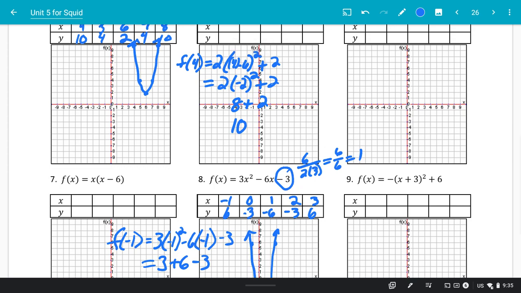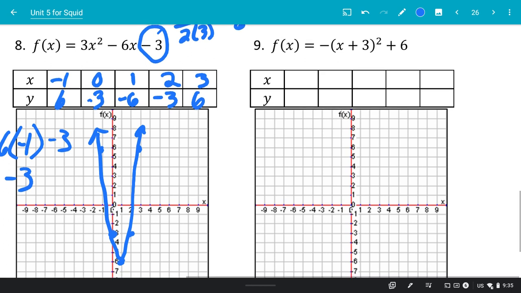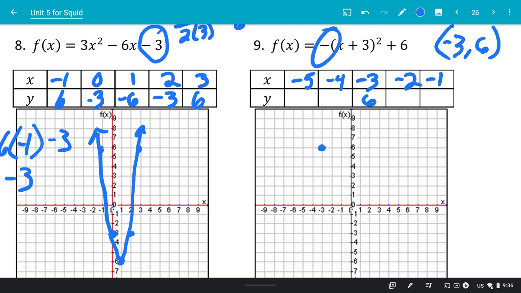Last one. Let's look at number 9. Number 9 is also in vertex form. My vertex really quick: -3, 6. I like it. There it is. So I'm going to choose -2, -1, -4, -5. I can use my A value, which is -1, down 1 over 1, down 1 over 1, to have -5 and -5.